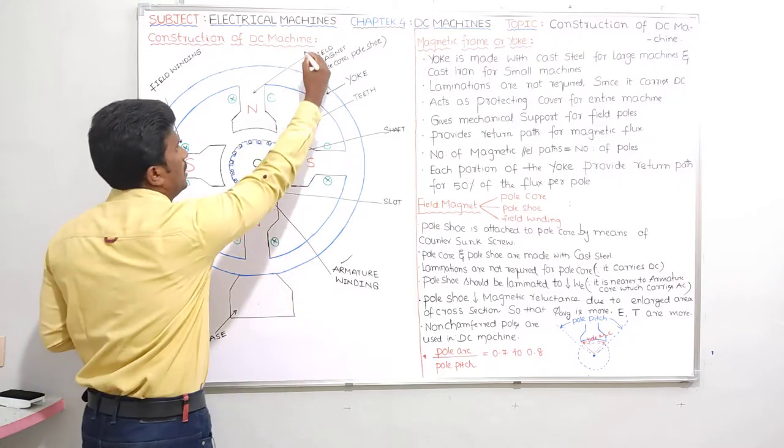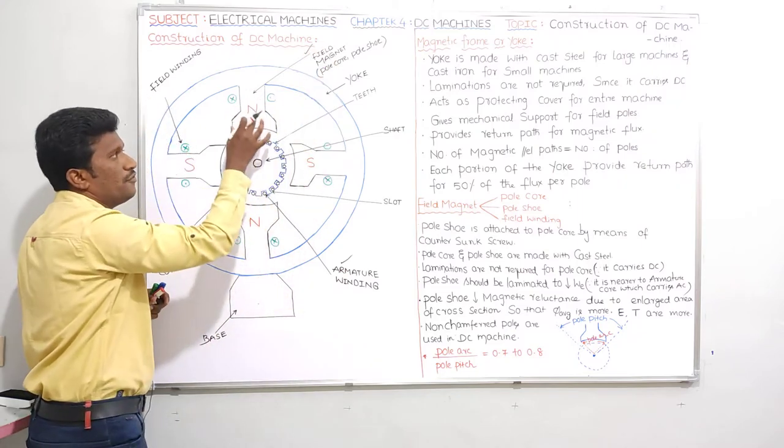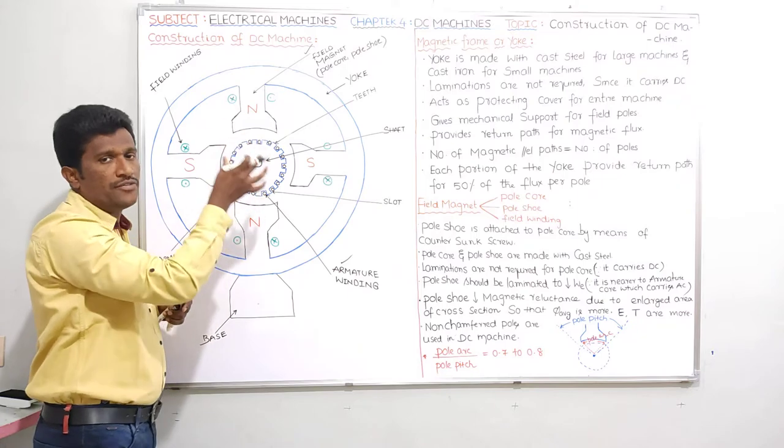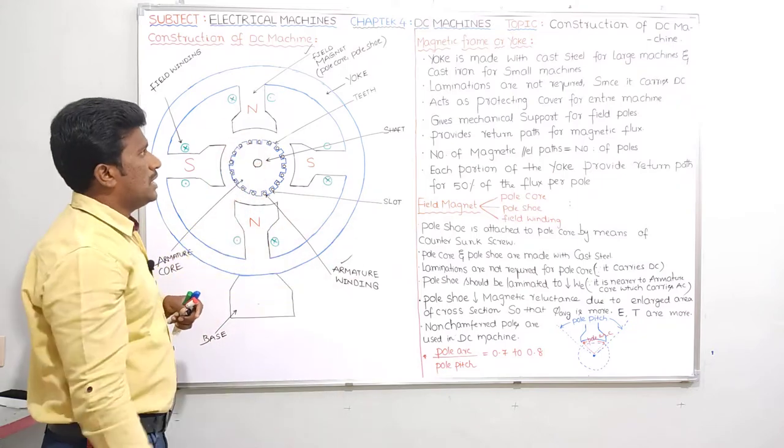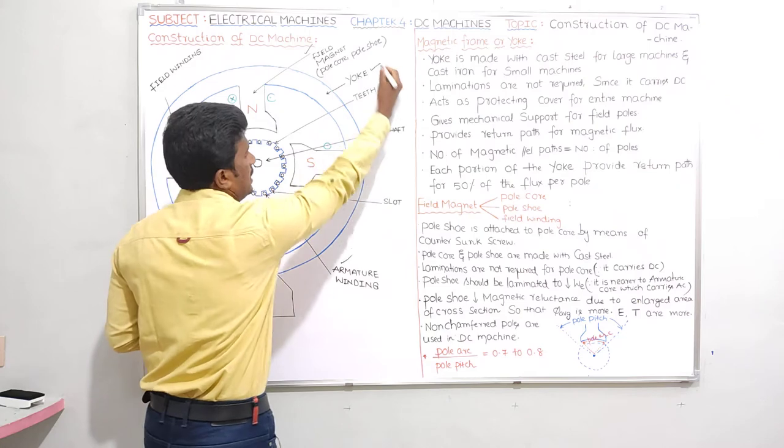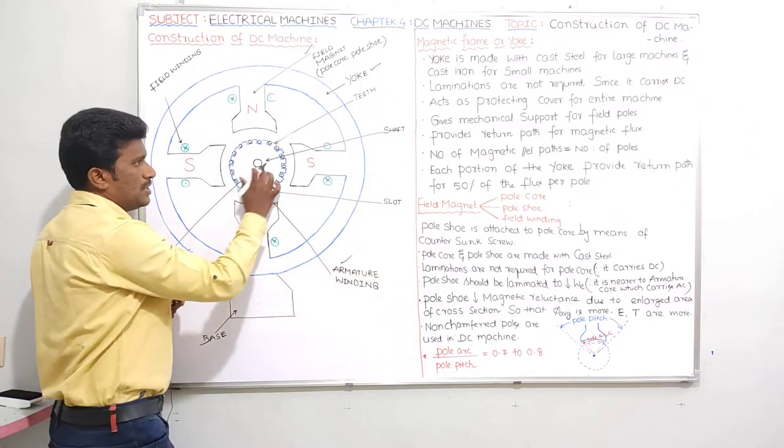And I told you, this is a field magnet. In this field magnet, there is a field pole core, a pole shoe, and a field winding, which we'll discuss later. And this is the yoke, I said. And this is the shaft.